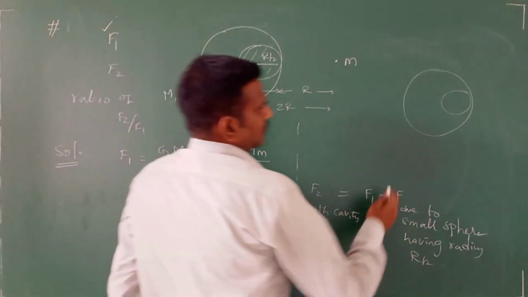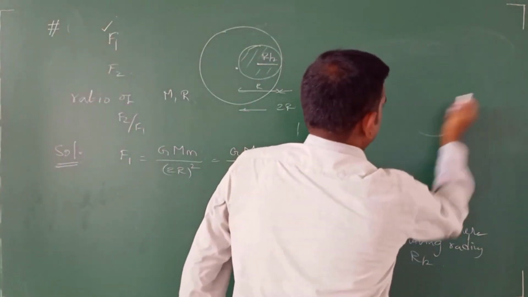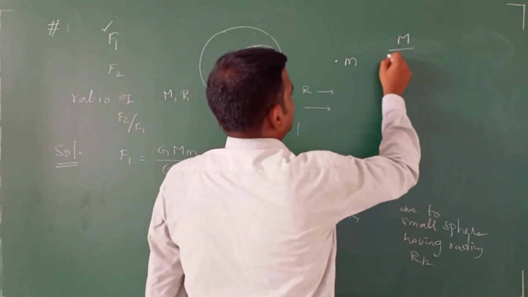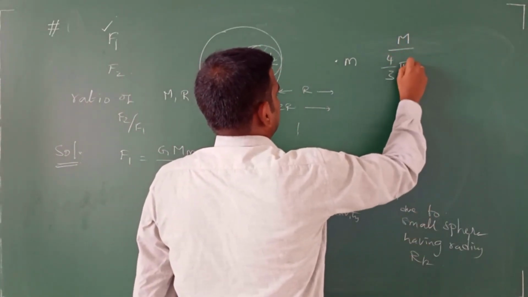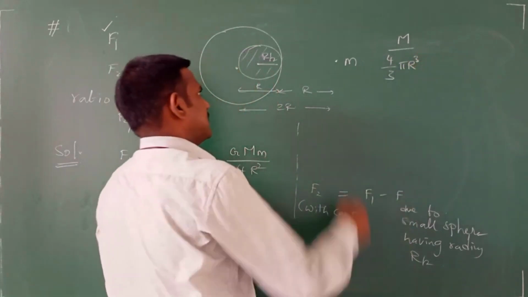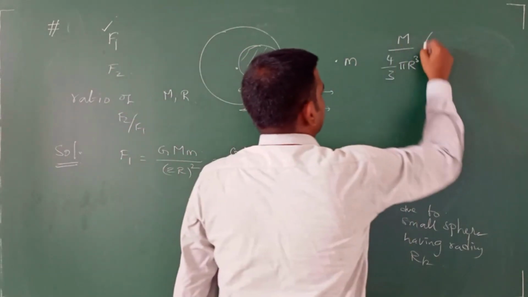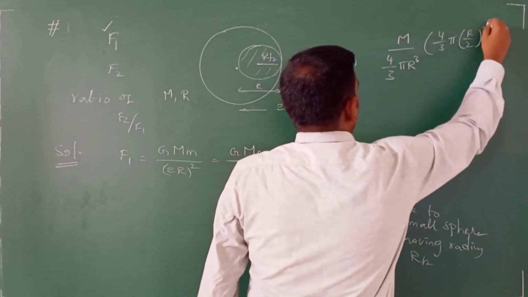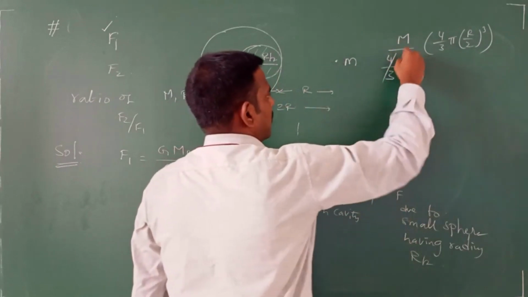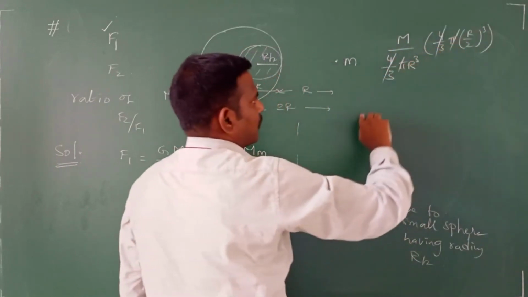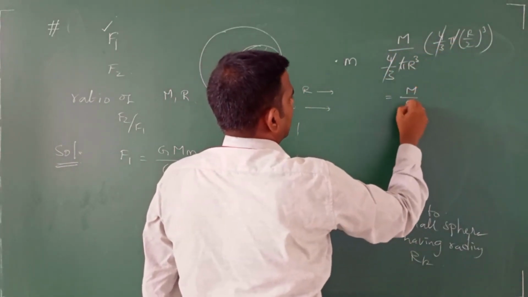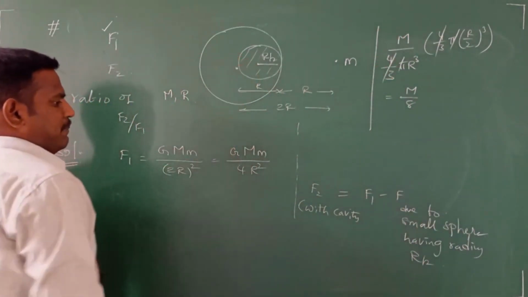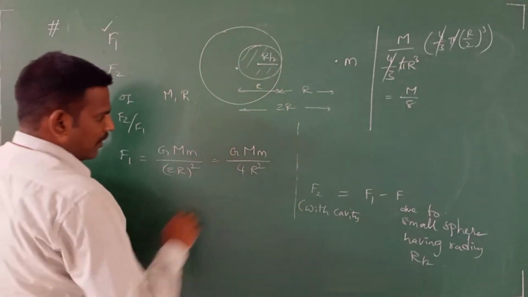We will do it like this. The total mass of the sphere is how much? Capital M. And what is its volume? 4 by 3 pi r cube. And what is the volume of this small sphere? 4 by 3 pi (r by 2) whole cube. Now if you divide these two, 4 by 3 pi and 4 by 3 pi cancel. What I will get is M by 8 only. So this is nothing but the mass of the small sphere. In that way, shall we write directly that formula here?